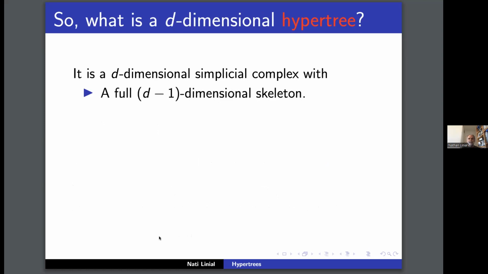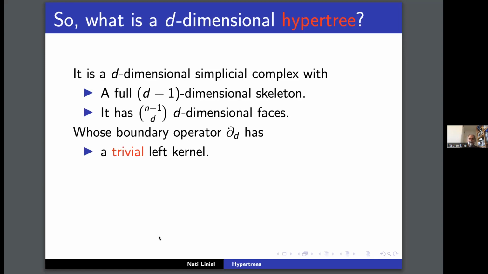Okay, so what is a D-dimensional hypertree? It's a D-dimensional simplicial complex. It has a full D-1 dimensional skeleton, so all the faces of dimension D-1 and below are there. Think of a graph. In a graph, I want to assume that all the vertices are there. The whole action is just in which edges are there. And in a D-dimensional simplicial complex, the whole action is just which D-dimensional faces appear and which not. So it has the right number, n-1 choose D, of D-dimensional faces.